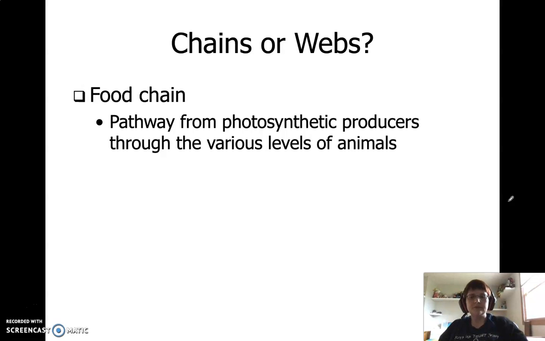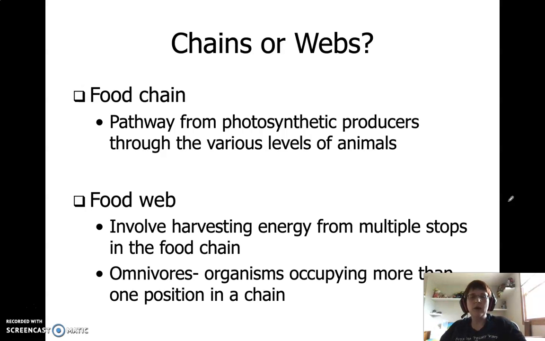So what we have instead, when we often talk about the energy moving through an ecosystem, is a food web. And this is going to involve harvesting energy from multiple stops on the food chain. So you can actually have organisms that eat from multiple places on the food chain. An organism that does this we call an omnivore. So an omnivore is an organism that has more than one position on a food chain.